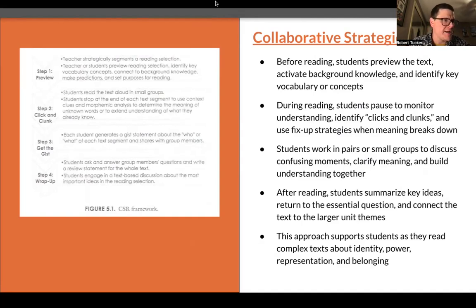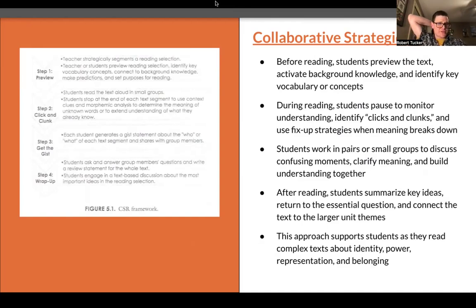This is during reading. As they read, they would use click and clunk to monitor comprehension. A click is something that makes sense or connects to what they know, and a clunk would obviously be the opposite of that. That's an idea or word that causes confusion. When we identify the clunks, students will use fix-up strategies and collaborate with each other to define those. At this point, any words uncovered in the clunk, we can put on the word wall.